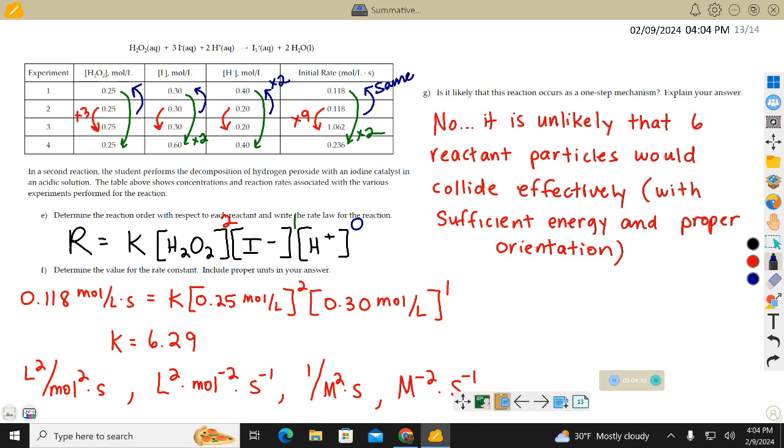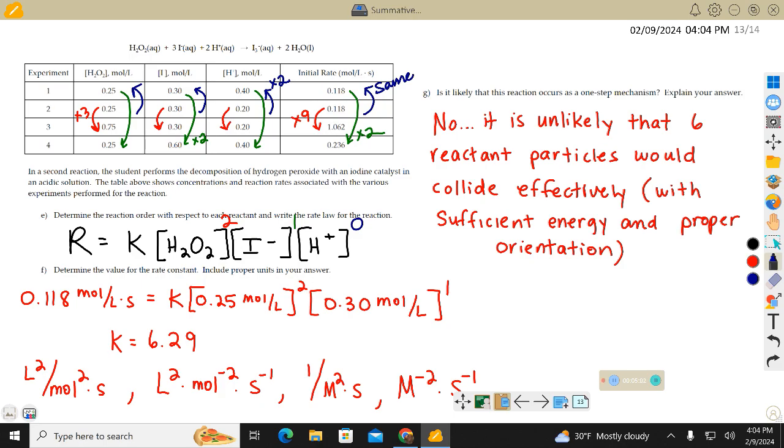The second part of this, the student did a second decomposition of hydrogen peroxide with an iodine catalyst in an acidic solution. So there's hydrogen ions in the equation, and the iodine ion will eventually be a catalyst. This time we want to get the rate law based on the data in the table.